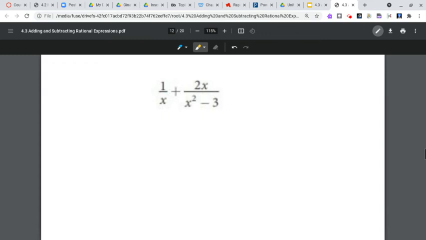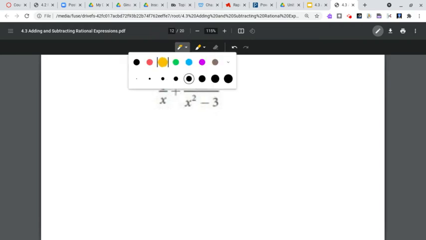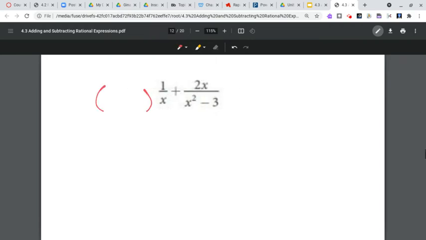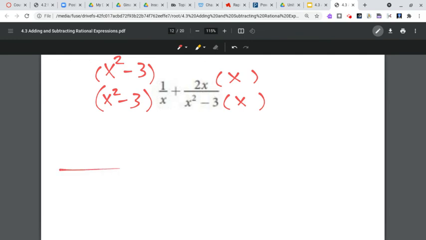Next problem. My denominator on the left is a singular x. My denominator on the right is an x squared minus 3. X squared minus 3 is not factorable. Obviously, x is not factorable. So my least common denominator is going to involve us multiplying on the left, bottom and top, by x squared minus 3. And on the right, multiplying by x in the numerator and the denominator, which gives us an LCD of x times x squared minus 3.